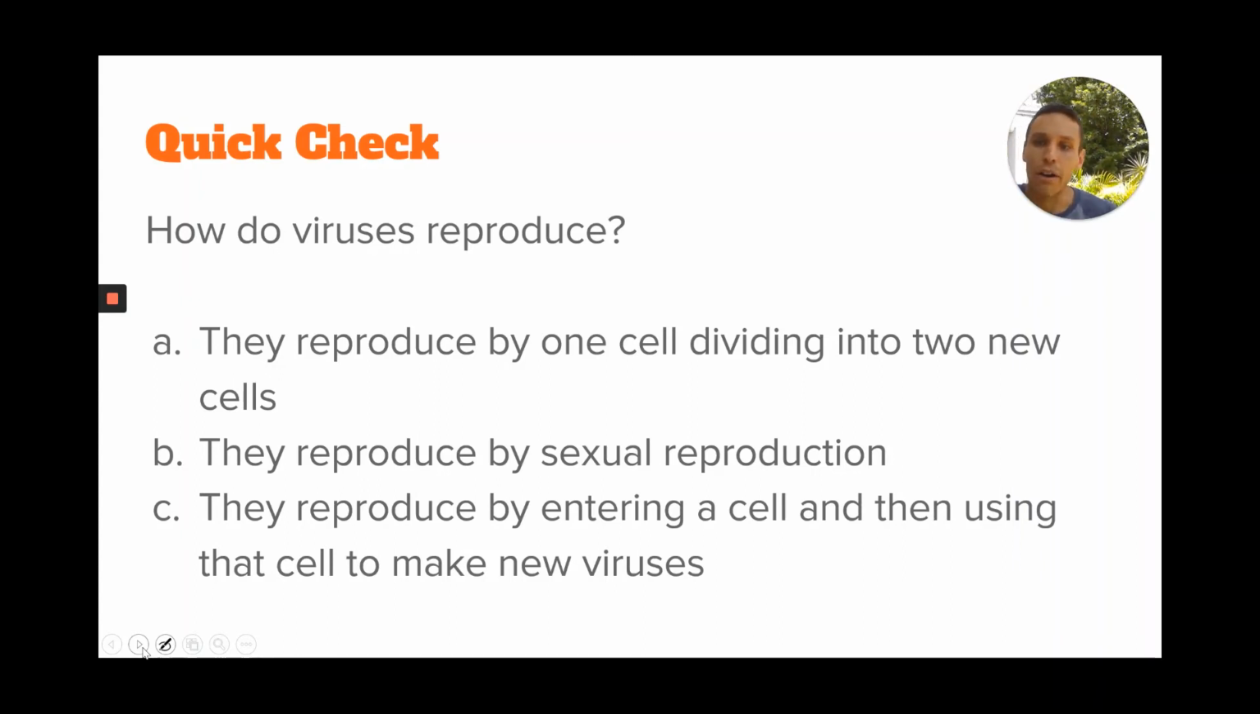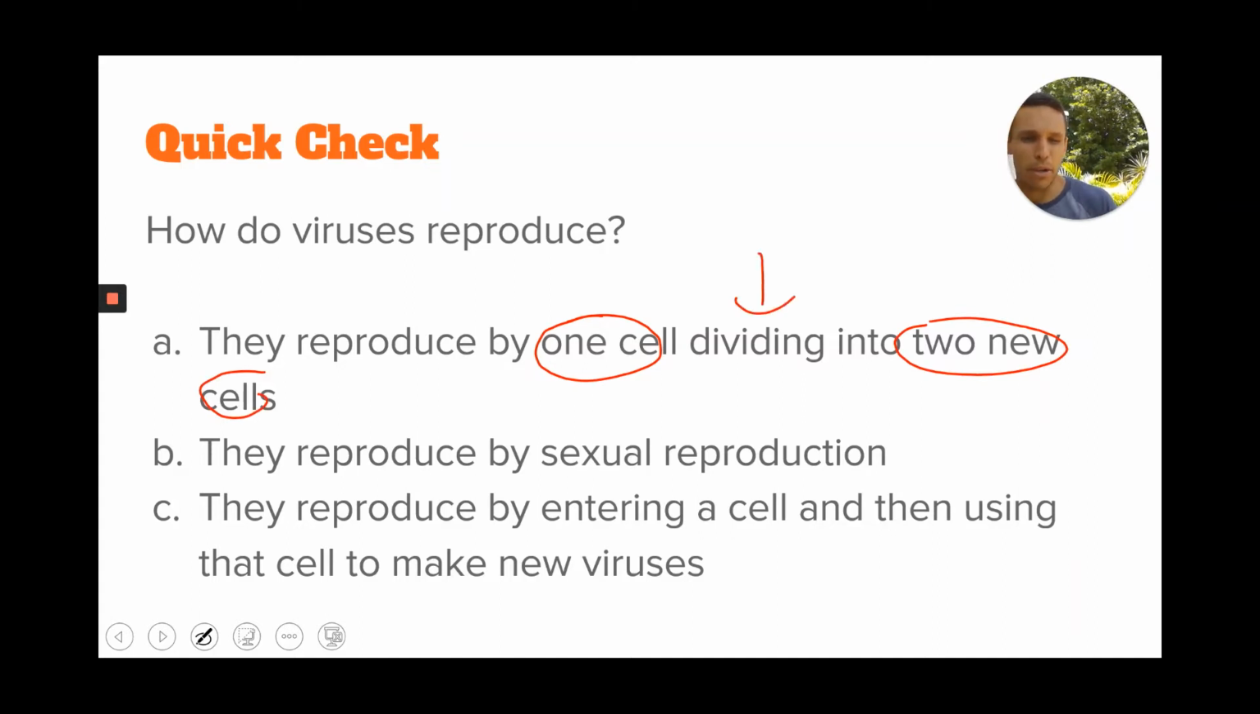All right, so how do viruses reproduce? Let's look at A. They reproduce by one cell dividing into two new cells. That keyword, dividing, remember we said cell division was not viruses, that was bacteria. So we're going to cross that out.